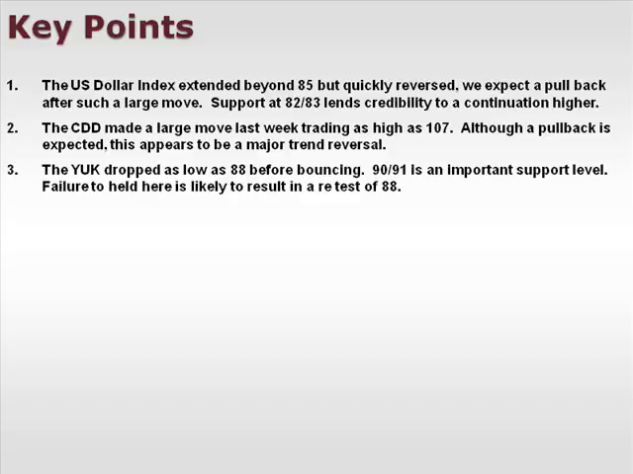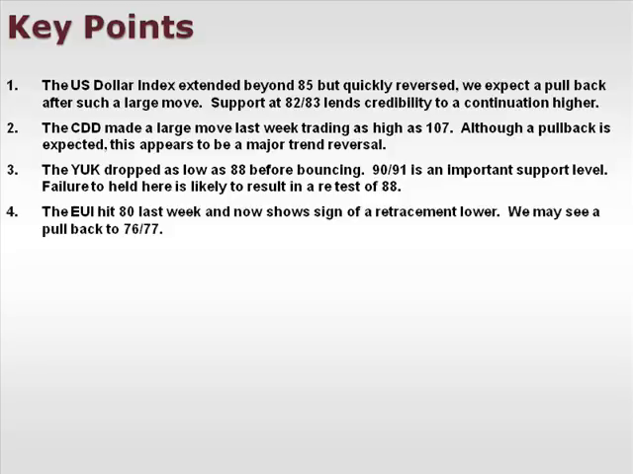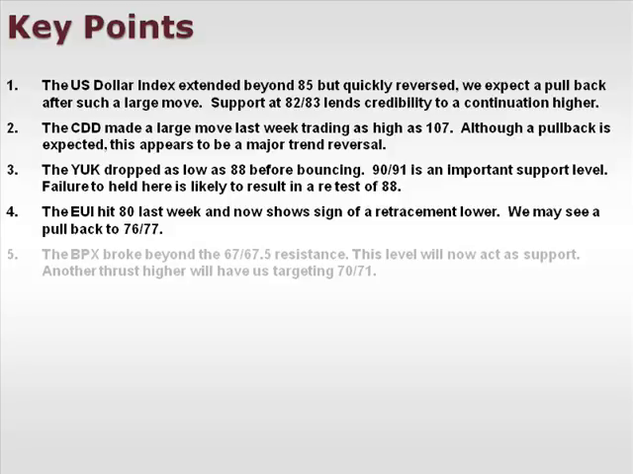Although a pullback is expected, this appears to be a major trend reversal to the upside. The YUK dropped as low as 88 before bouncing. 90.91 is an important support level. Failure to hold here is likely to result in a retest of 88. The EUI hit 80 last week and now shows signs of a retracement lower. We may see a pullback to 76.77. The BPX broke beyond the 67.5 resistance. This level will now act as support. Another thrust higher will have us targeting 70.71.